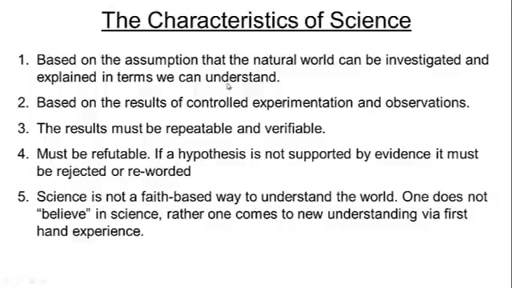And those explanations, again, have to be based on these previous four characteristics: that we can in fact investigate and understand the world around us, that it's based on evidence, controlled experimentation, and observation, that we should be able to repeat what we've discovered, and that we should be able to refute it if contradictory data is ever found.